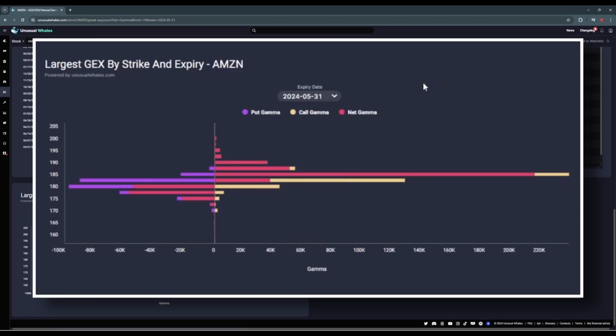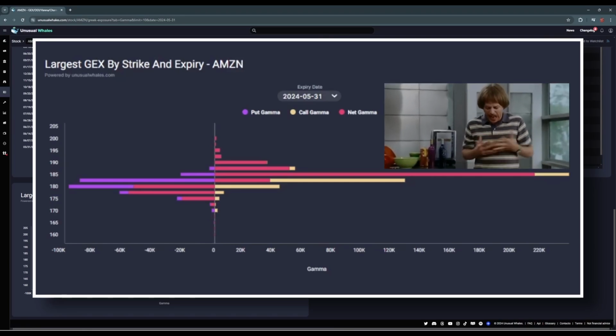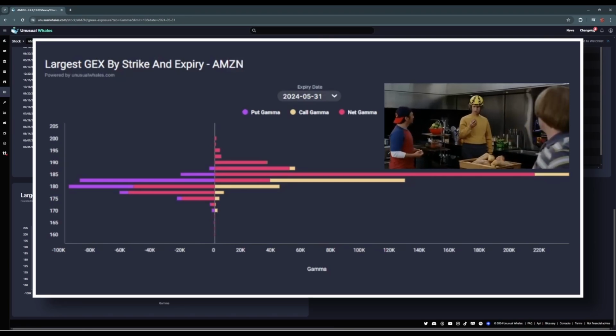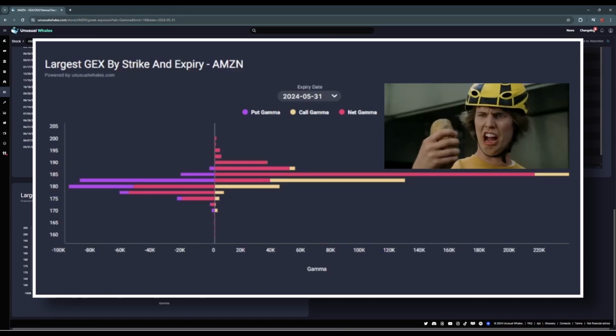Even though it's not currently the largest source of gamma, we know that short-dated options can be like a hot potato. You don't just hold on to that bad boy and pray to the market gods it goes the direction you want.